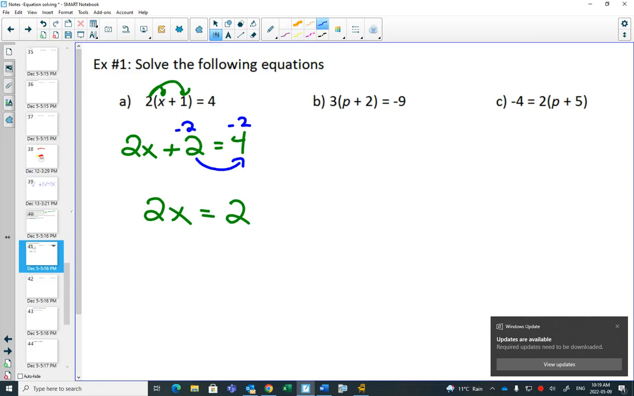I want to get x by itself. Right now it's multiplied by 2. The opposite of multiplying by 2 is to divide by 2. If I do that, I get x all by itself, and x is equal to 1.